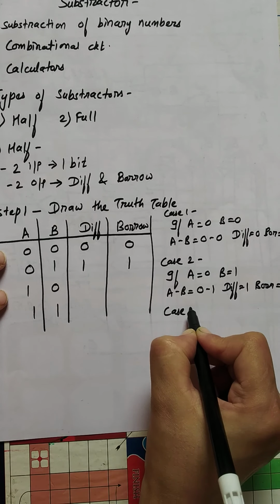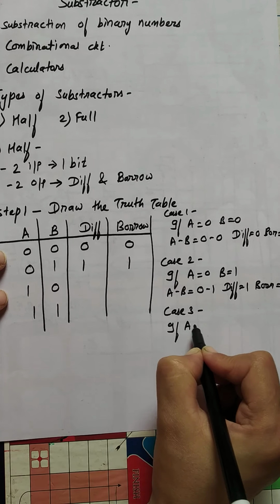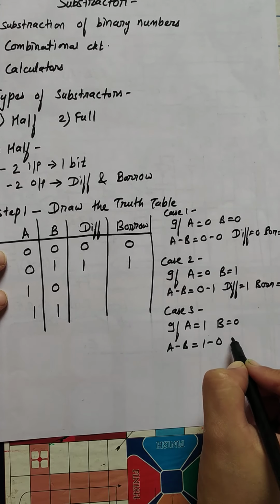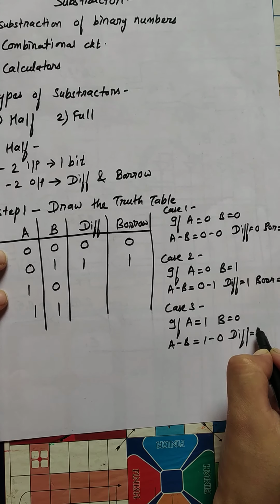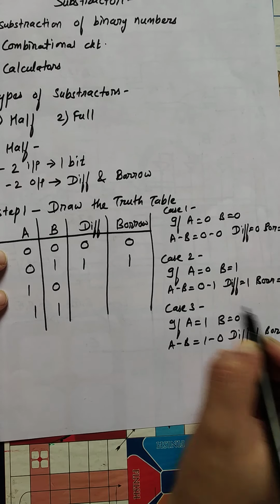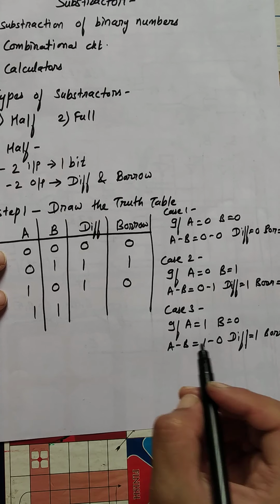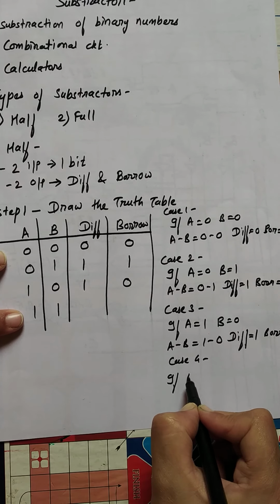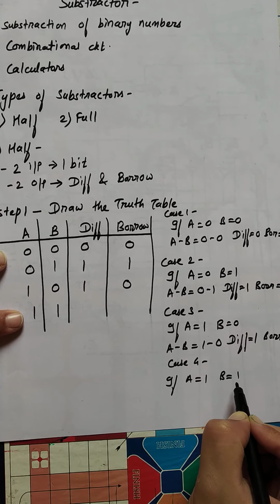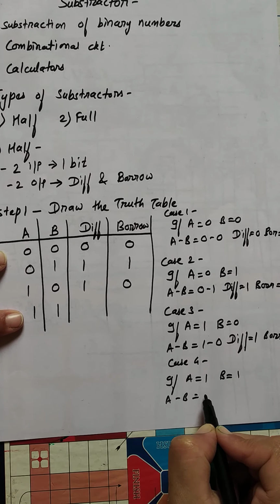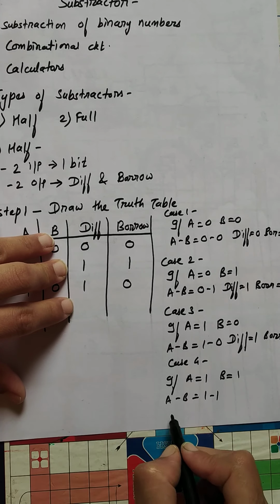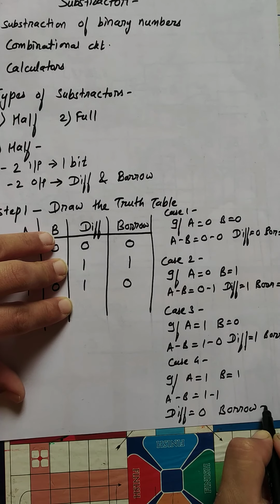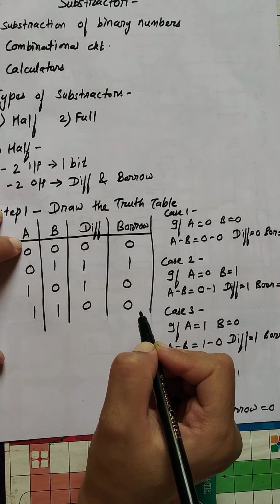Now case 3. In case 3, if A equal to 1 and B equal to 0, that means A minus B equal to 1 minus 0. In this case, difference will be 1 and borrow will be 0. Now case 4, if both the inputs are 1 1, then A minus B will be 1 minus 1. In this case, difference will be 0 and borrow will also be 0, right? So here we will get 0 0 as an output.